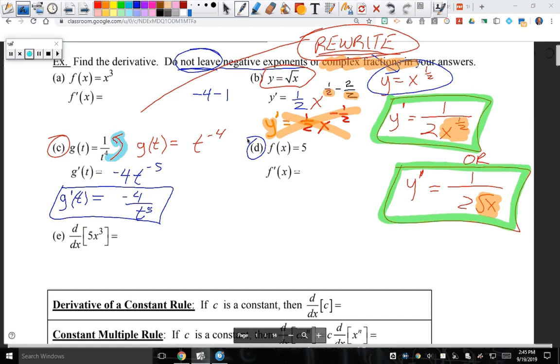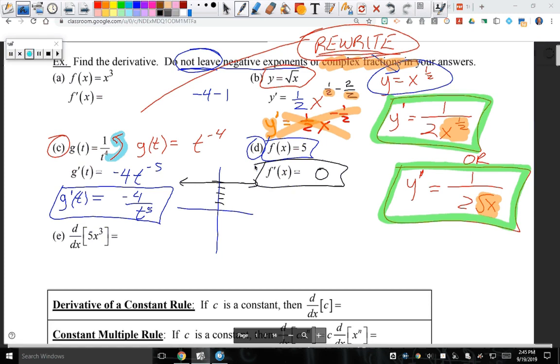My favorite thing that was said out of everything was the fact that f of x is 5. If I go back to the original function and look at what y equals 5 looks like, it would be a horizontal line through 5. You with me? What's the slope of that line? 0. Always? Sometimes? Always. So the derivative of a constant will always be 0. Does that make sense?